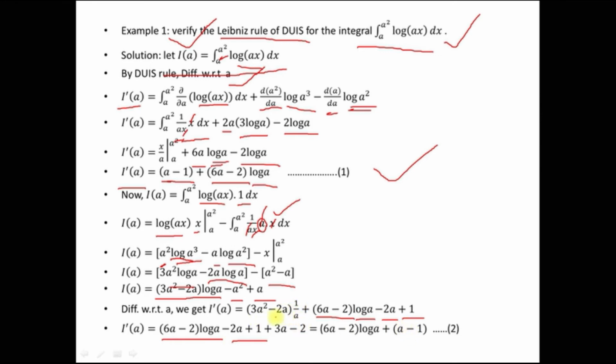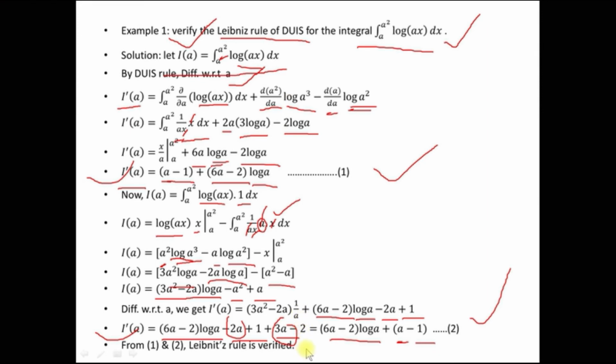Now we are going to divide this bracket by a. So a square divided by a is 3a minus 2. Now by simplifying, we get 6a minus 2 log a as it is, and here 3a minus 2a becomes a, and minus 2 plus 1 is minus 1. So this is our equation number 2, that is I dash of a. Now check equation number 1 and 2. Both are the same. It means that the Leibniz rule of differentiation is verified.